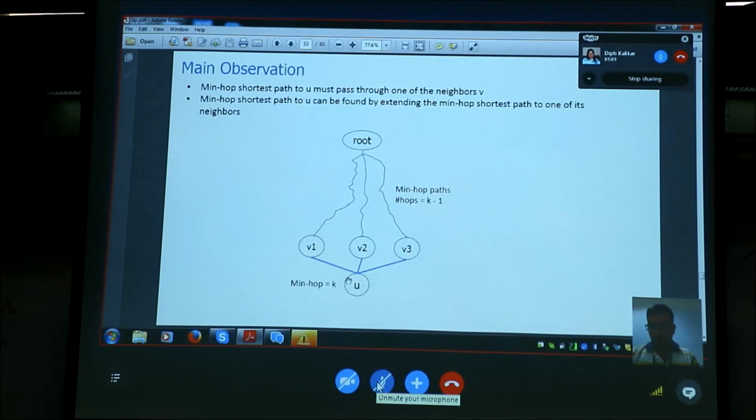So that's the idea. So this tells that look at your neighbors, extend it. Another thing it tells you is that go after these min hops. Because first do the k minus 1 hops, then you can get the k hop people by going one step further. So that's the observation intuitively.